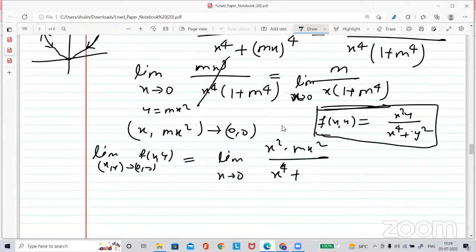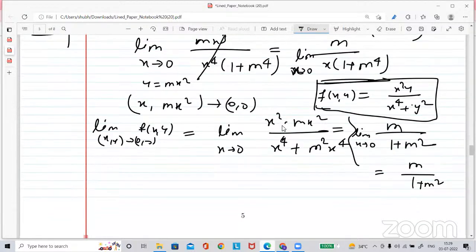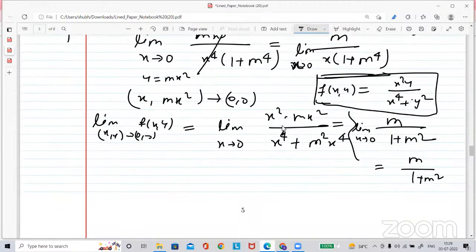If you substitute here, the numerator gives the same. In the denominator, it is going to be m square x to the power 4, because you are substituting y is equal to mx square. Now take x square common, and x to the power 4 in numerator and denominator you can cancel out. You finally get, as x goes to 0, 1 plus m square. There is no x variable, so the limit is m upon 1 plus m square.